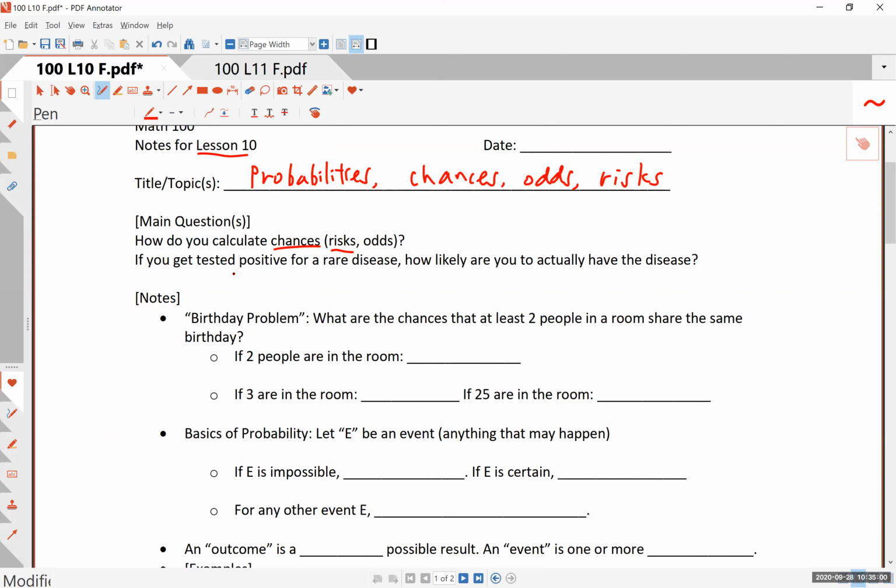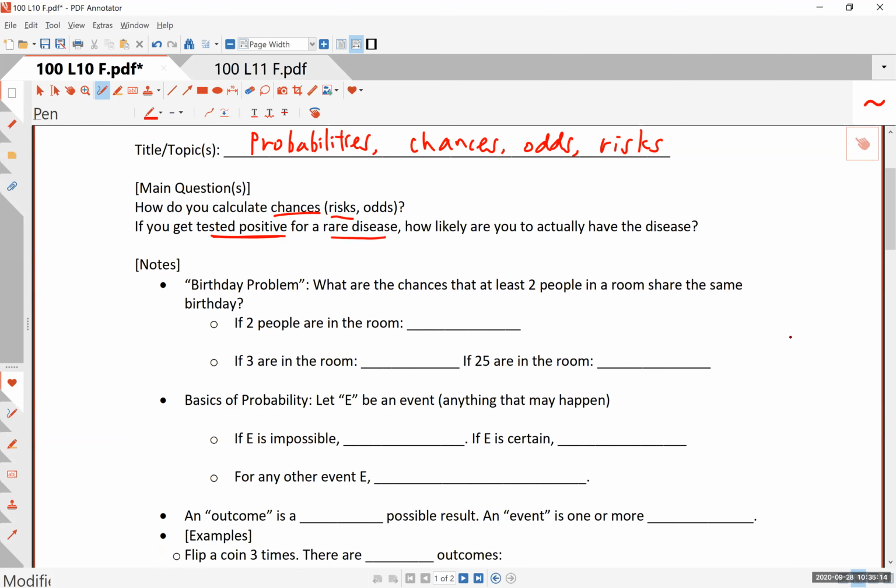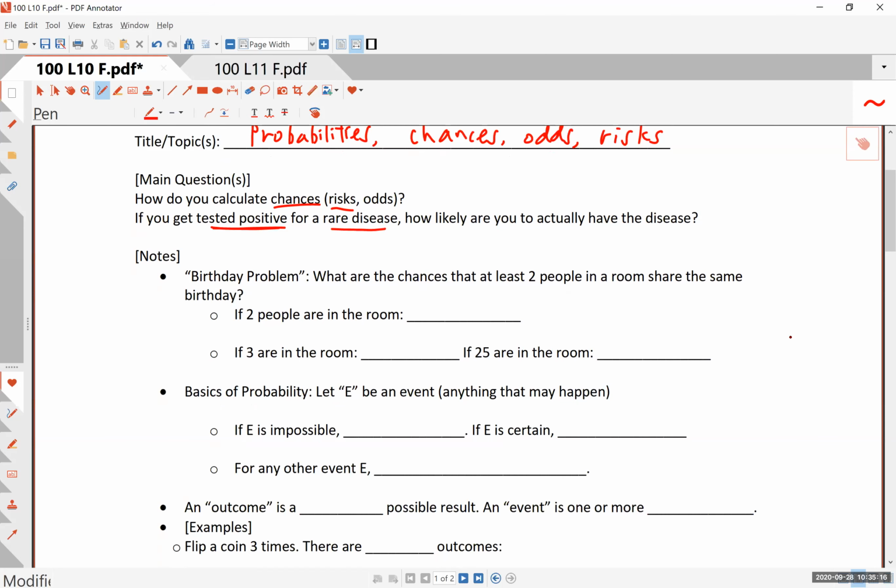But we will also address in our lesson number 10 the false positives. If you get tested positive for a rare disease, for instance, how likely are you to actually have that disease? And that is a very important question. In fact, it's a question whose answer I hope everybody, or I wish everybody would learn, because that turns out to be a pretty important thing in terms of our health.